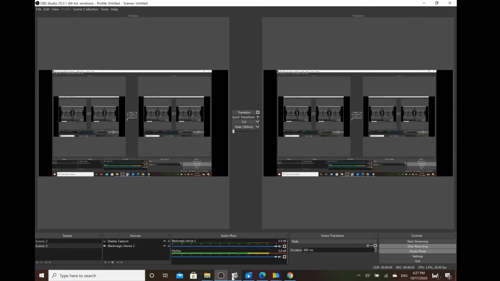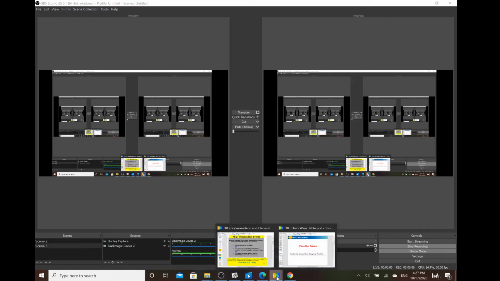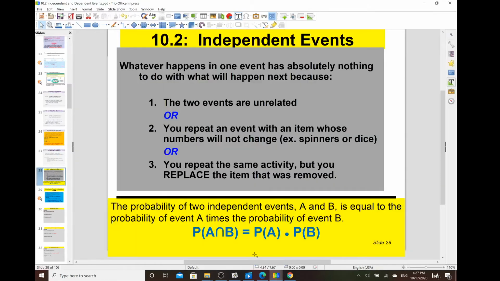Alright, Algebra 2 Trig Honors class. Let's talk about some of the probability continuation today. Today I would like to talk about 10.2, independent and dependent events.